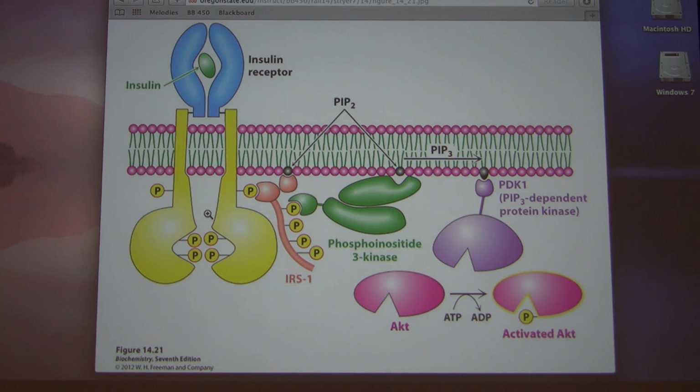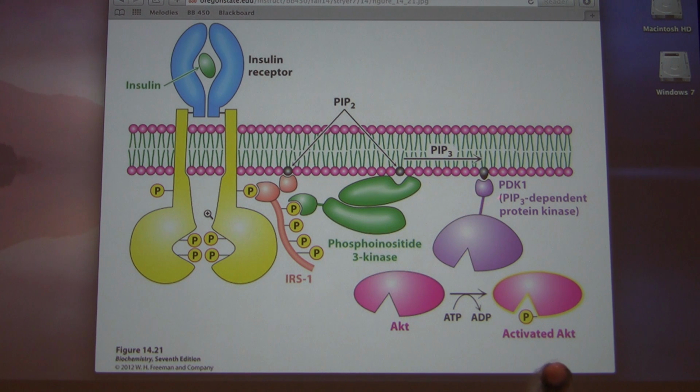These phosphorylated tyrosines are targets for binding of this guy here called phosphoinositide 3 kinase. Phosphoinositide 3 kinase is a membrane-associated protein that is activated by two things: one, a phosphotyrosine here on IRS1, and second, PIP2 in the membrane. It takes PIP2 and it cleaves it. I'm sorry, it doesn't cleave it. It phosphorylates it. I got it backwards. It phosphorylates it and makes PIP3. That 3 means an additional phosphate has been put onto that molecule.